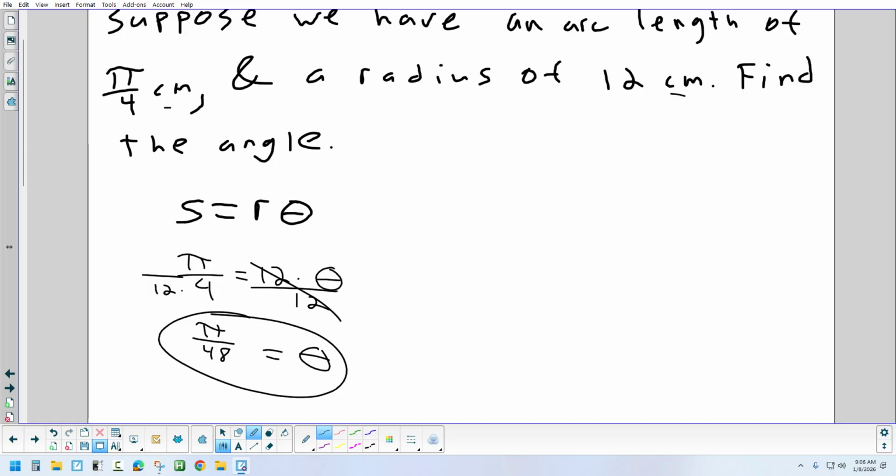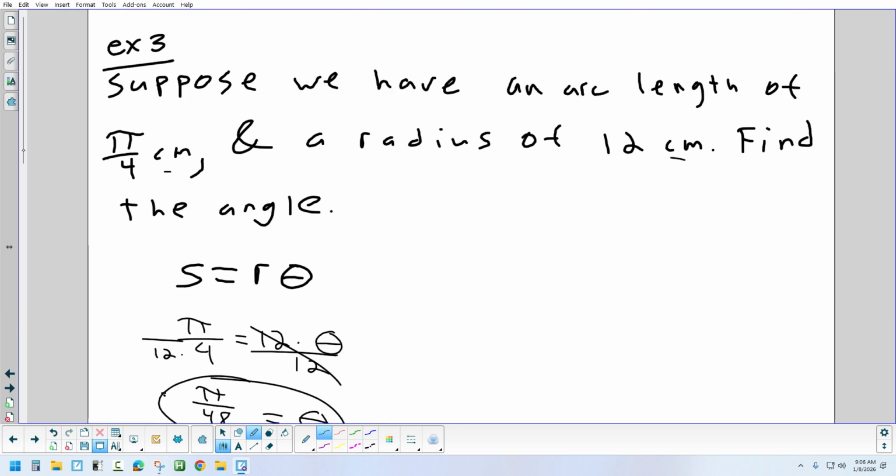Now if they said, in the next part of the question, maybe they would say, take the angle and convert to degrees. So now if you had to, you could take that and change it to degrees. But in this question, they just said find the angle, so we'll leave it in radians. Any question on finding the angle? Okay.